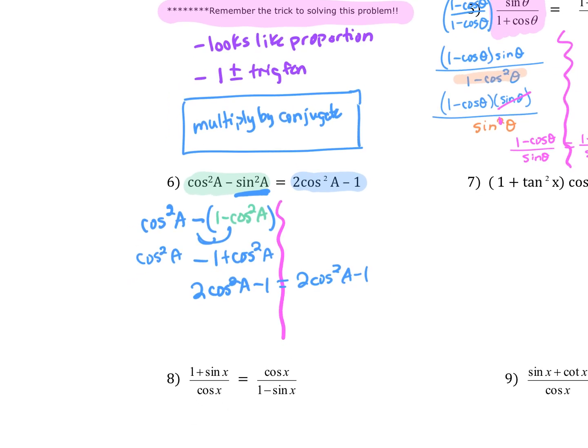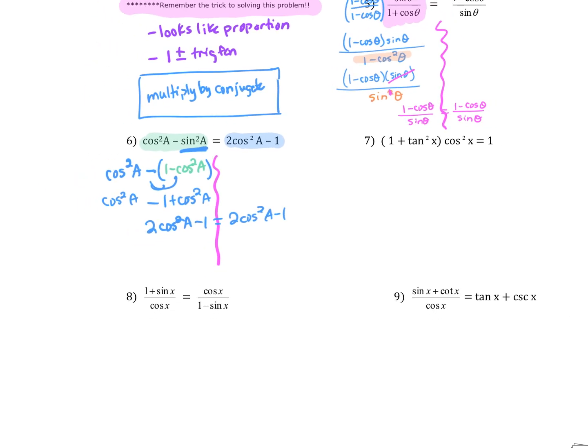Okay, I would like you to find partners, find 1 or 2 people to work with. I'd like you to try 7, 8, and 9 yourselves, and we'll go over those here shortly, okay?